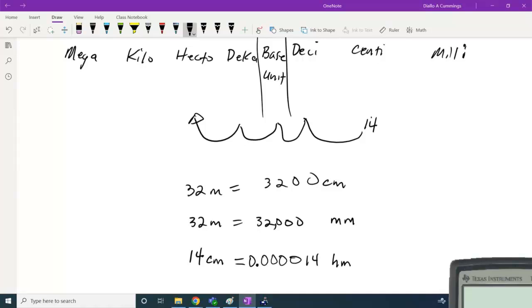Okay, now this is how you actually read a number like this. Whenever you're dealing with decimals, if you do not have a whole number, always place a 0 as your whole number.